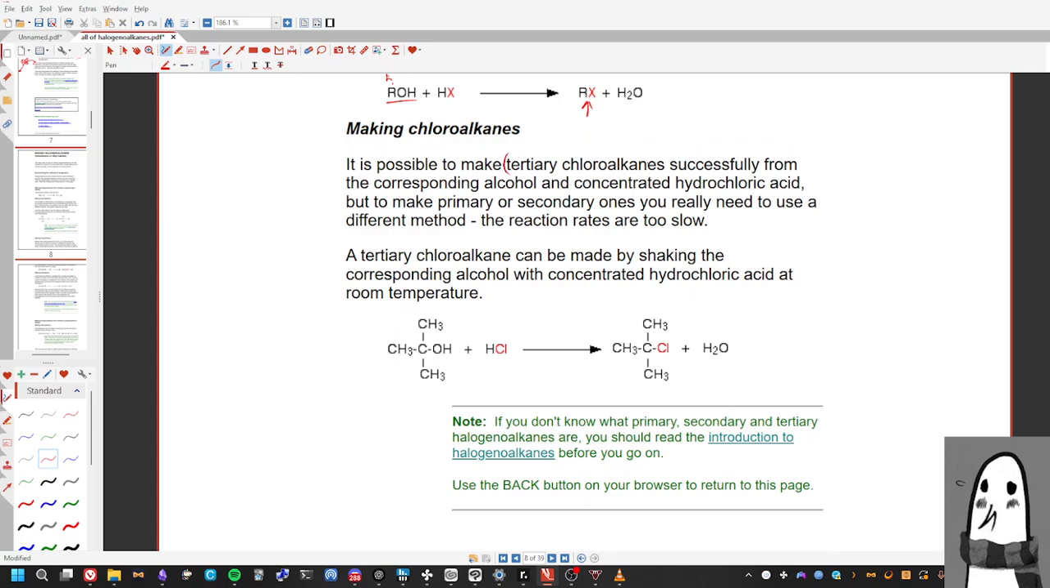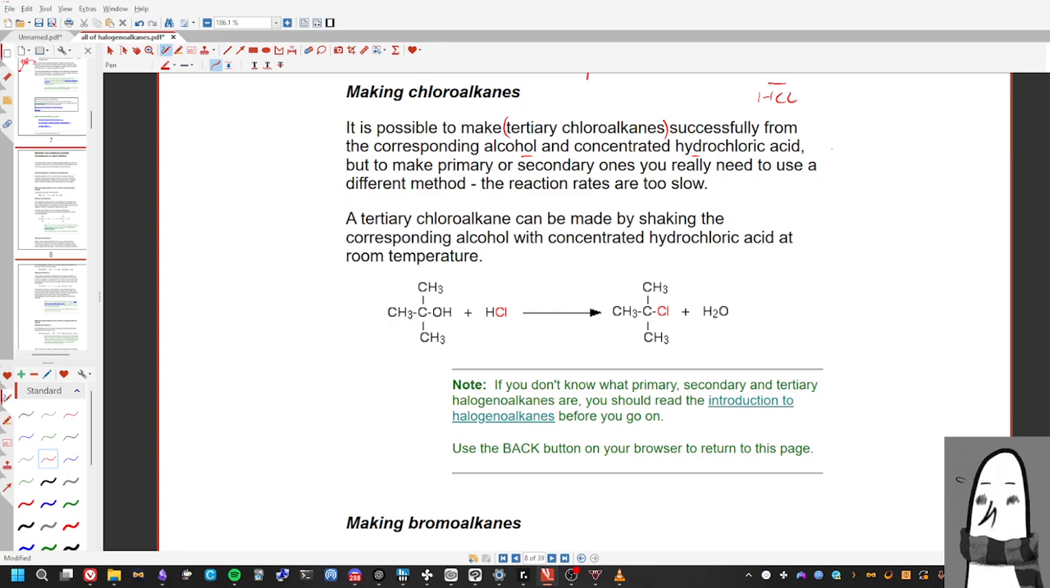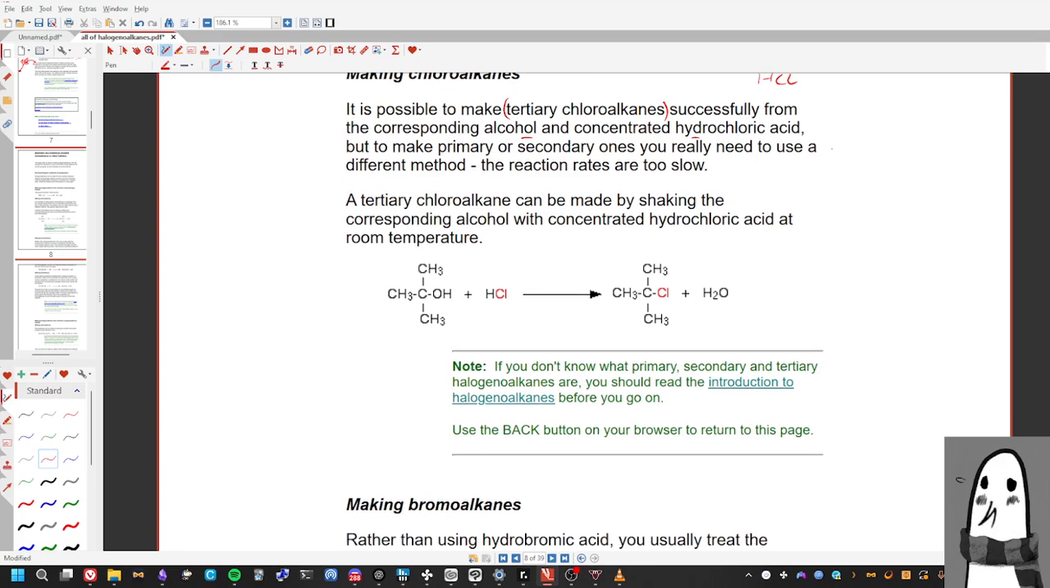You can make tertiary chloroalkanes from the corresponding alcohol and concentrated hydrochloric acid. Hydrochloric acid contains HCl, which is basically your hydrogen halide. But to make primary and secondary ones, you really need to use a different method. The reaction rates are too slow. For some reason, the reaction rates are too slow here, but fine enough for tertiary chloroalkanes. As you remember, these are probably too slow because these are too hard to break.